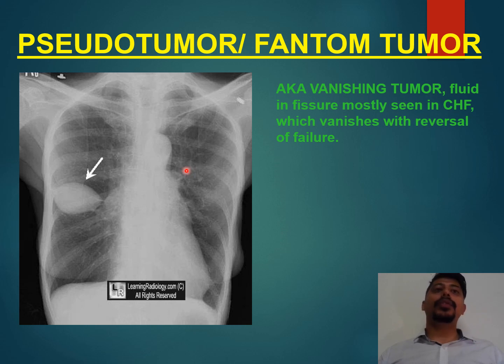Pseudotumor or phantom tumor. So this is the pseudotumor or phantom tumor. This is also known as vanishing tumor because fluid in the fissure is collected, mostly seen in congestive heart failure. Once we give diuretics, this goes away. That is why it is called a pseudotumor, phantom tumor, or vanishing tumor. It is just pleural effusion that collects in the minor fissure, giving the appearance of a pseudotumor or phantom tumor, but it is not actually a tumor. It is just a collection of fluid in the fissures.